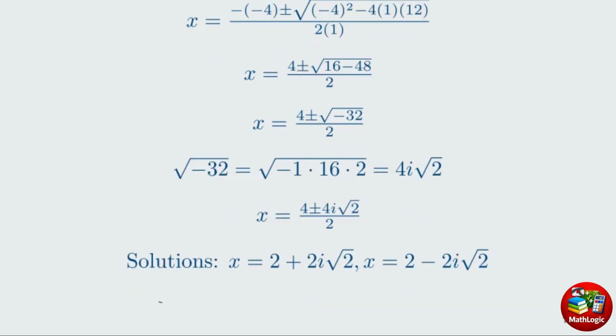These two complex solutions, along with our real solution of x equals negative 3, are the three roots of the cubic equation. So our complete set of solutions is x equals negative 3 and x equals 2 plus or minus 2i times the square root of 2.